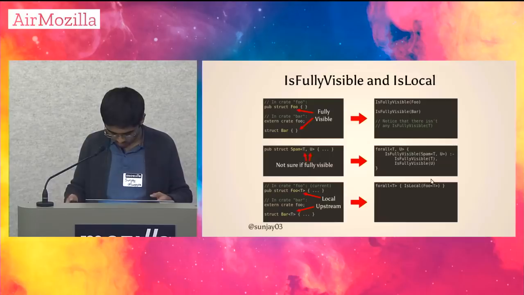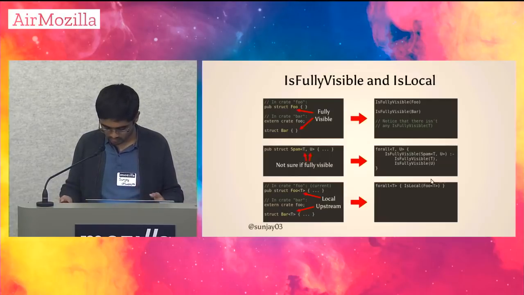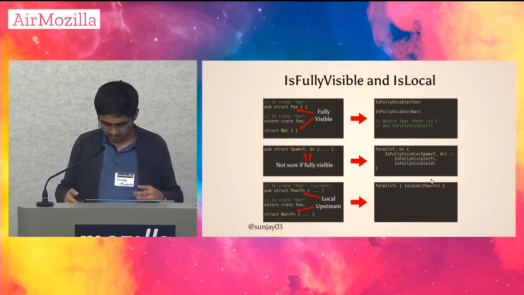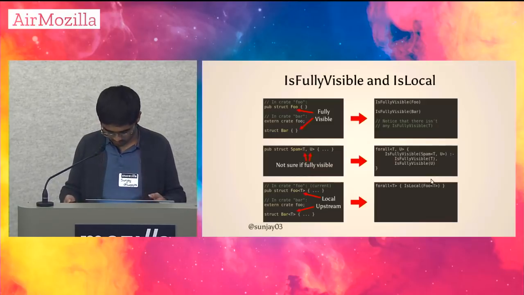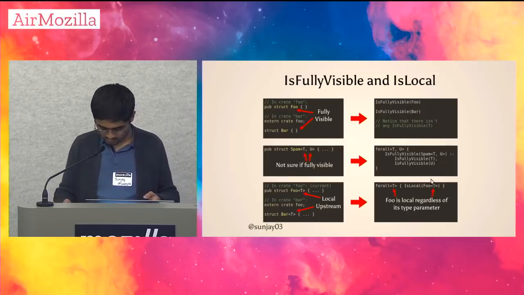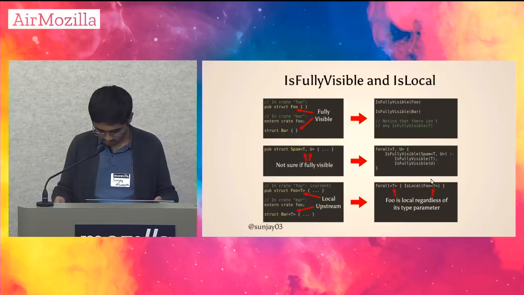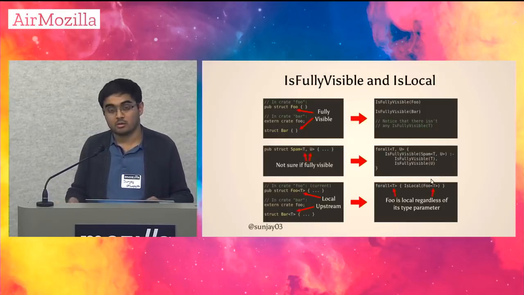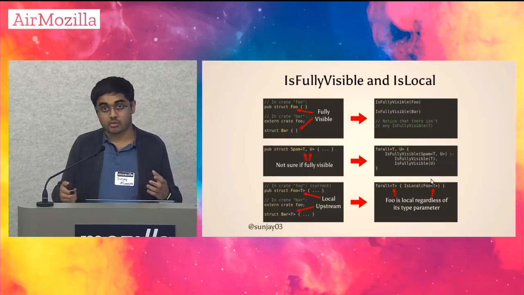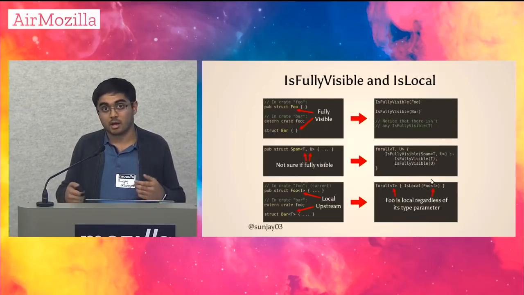For isLocal, we just need to take every struct defined in the current crate and lower it into a fact using the isLocal predicate. In this case, we don't actually care about any of the type parameters that these types may have, because a type is local regardless of its type parameters. Notice that I've only added an isLocal fact for foo, because that's the only type in the current crate, and bar is an upstream type.